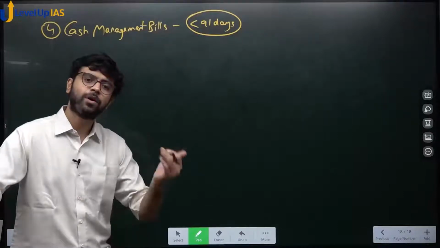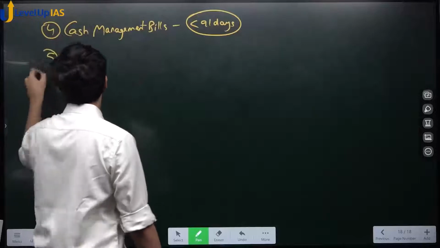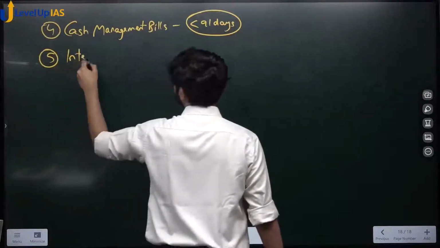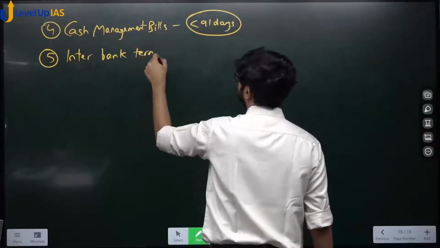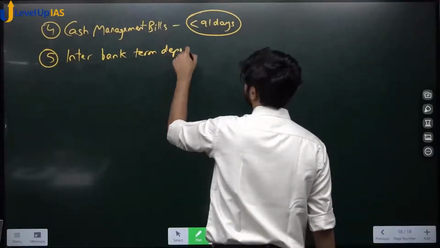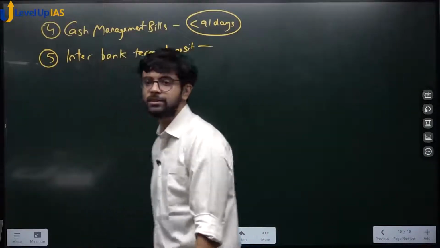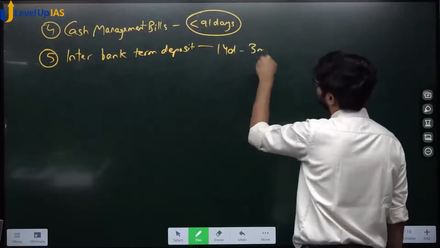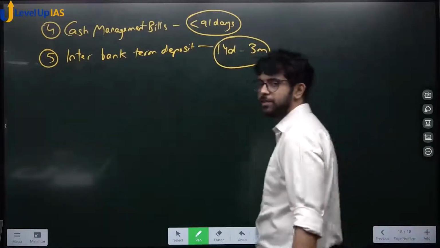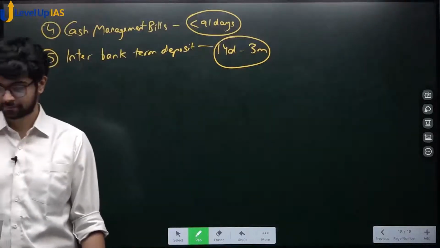Can one bank lend to another bank on a short term basis? Yes, simple. It is called, see this, interbank term deposit. Interbank term deposit is 14 days to 3 months. You do not need to remember this much. I'm just sharing information. 14 days to 3 months. It is called interbank term deposit.